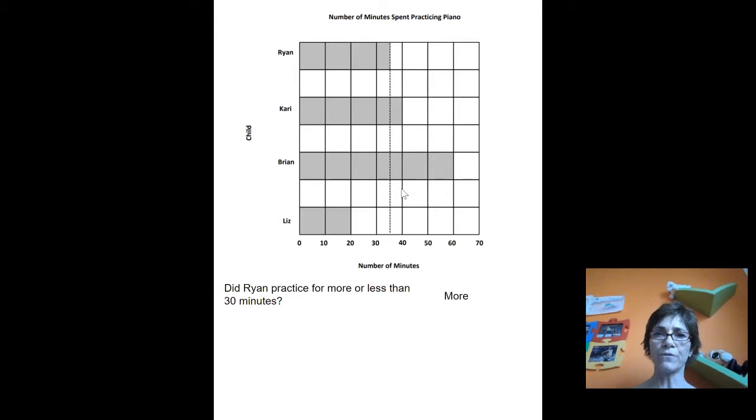And this would be the line for the 40 minutes, okay? So did he play for more or less than 40 minutes? Obviously less, because he played for this amount of minutes, right?